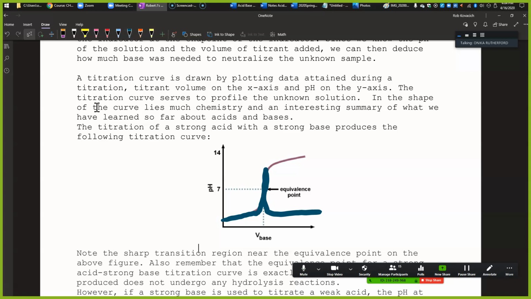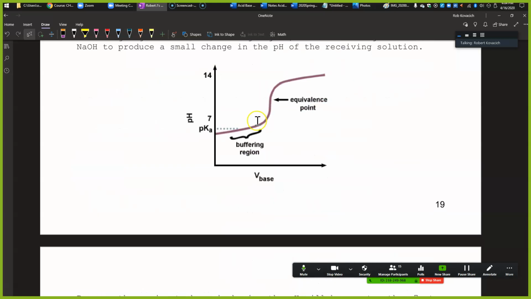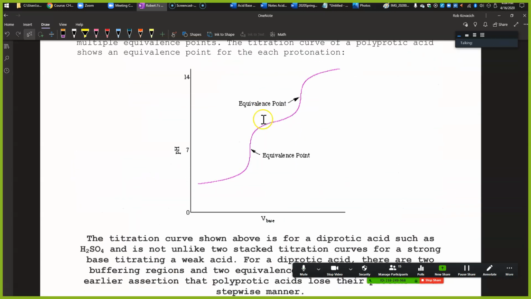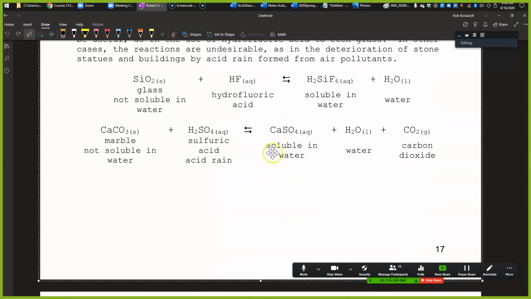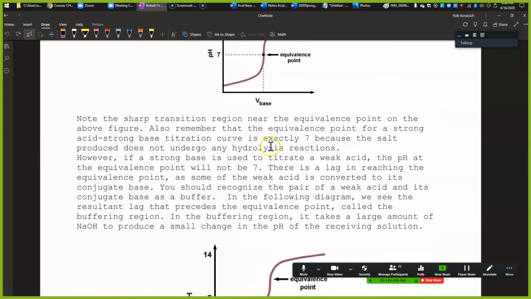All right, so sorry, let's go back up here for a sec. Why does it keep doing that?